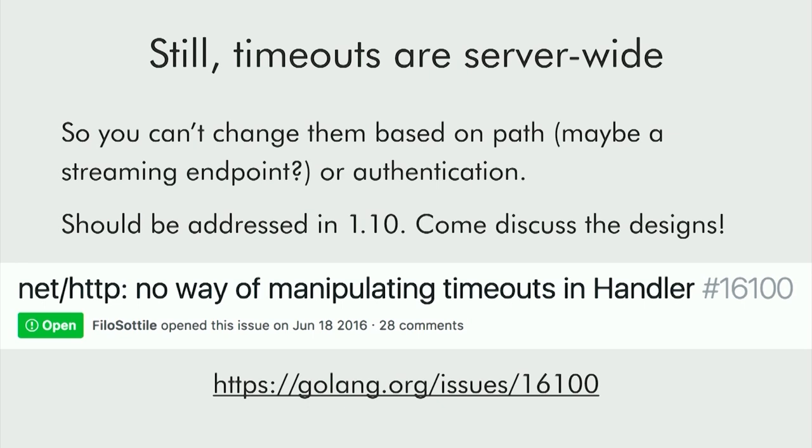Still, there is one thing that I would love to see introduced in Go 1.10. And it's a way to configure these timeouts from the handlers themselves, on a request-by-request basis or on a path-by-path basis. This is pretty hard from an API design point of view, but we're working on it on the issue number 16100. The possibilities right now look like either a context object with its native timeouts, or the ability to call close on the body to interrupt the request so that you can build your own timeouts. You can come give your opinion on the issue.